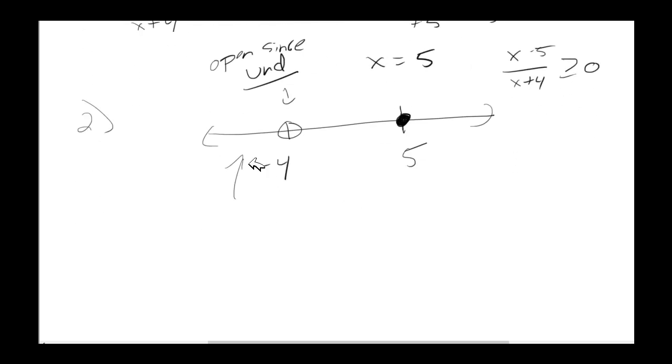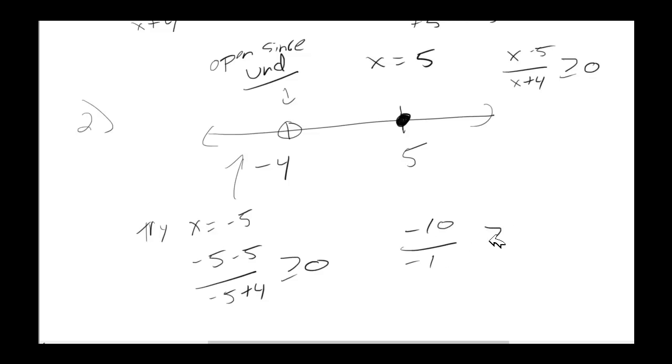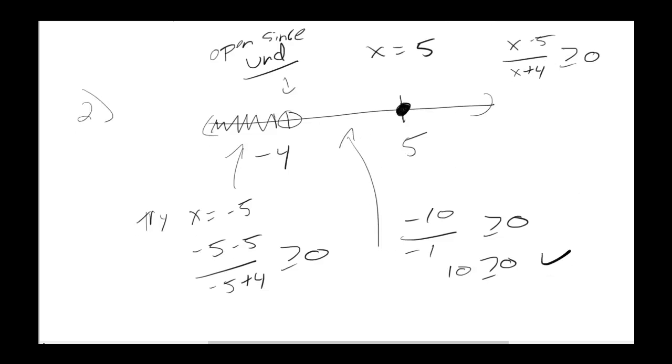So here I'm going to try x equals minus 5. So I've got minus 5 minus 5 over minus 5 plus 4. I'm wondering if that's going to be greater than or equal to 0. This is minus 10 over minus 1, greater than or equal to 0. This is 10. Is that greater than or equal to 0? Yep. We want it.